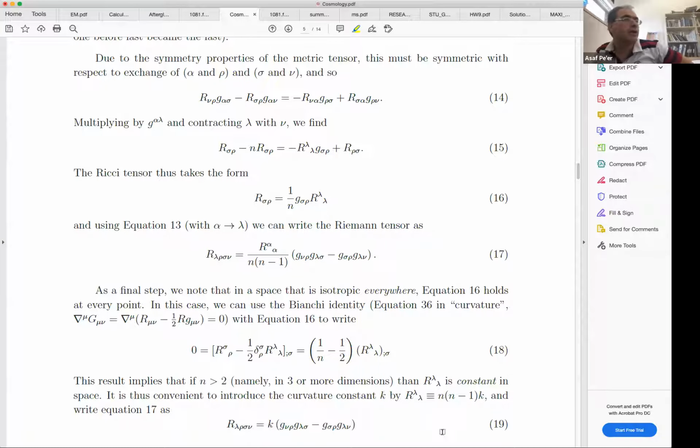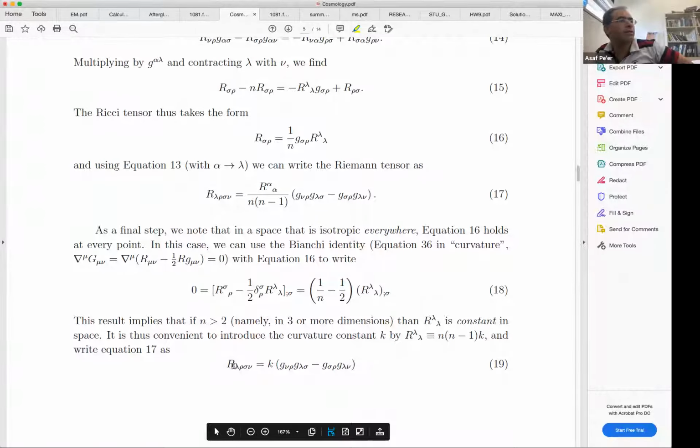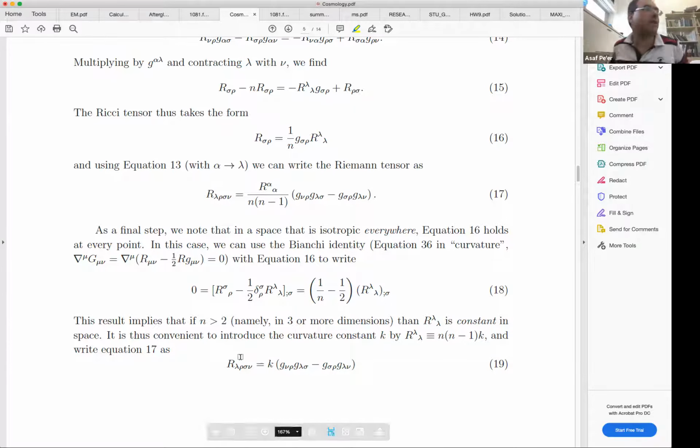right? And we plug this number here since this is a constant and n is the dimension of space which is known. So I simply call it k and I can write down the Riemann tensor for a maximally symmetric space as R lambda rho sigma nu is just some constant, k, times g nu rho g lambda sigma minus g sigma rho g lambda nu. And that's the result that I wanted to derive.